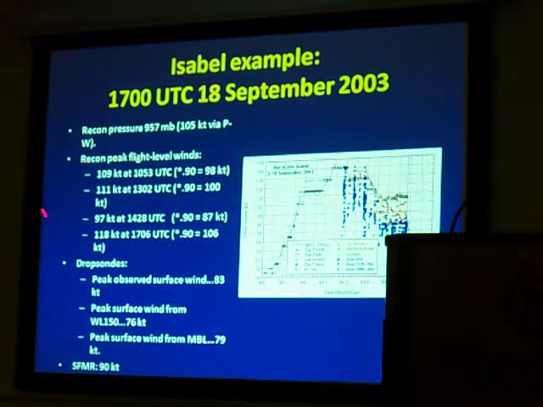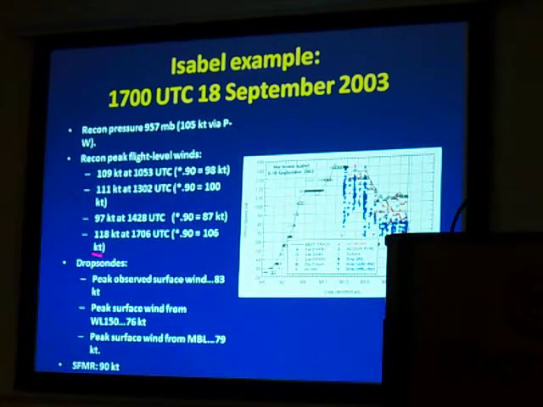But then we look at a time series of the reconnaissance winds. These are the peak flight level winds from that morning at around 10 or 11 Zulu, all the way up until most recently. You can see they have varied. And when we use the 90% rule, we're talking about what, 98, 100 knots, 87 knots, 106 knots. But this is actually very important right here.